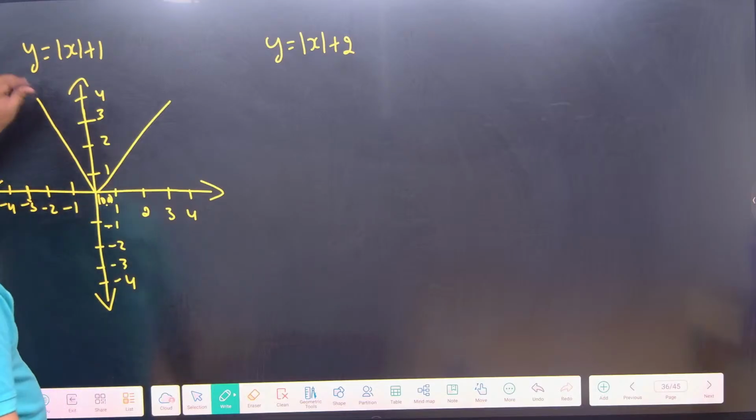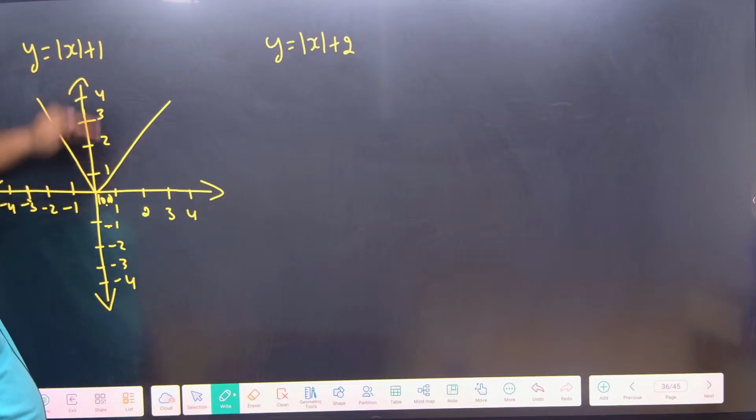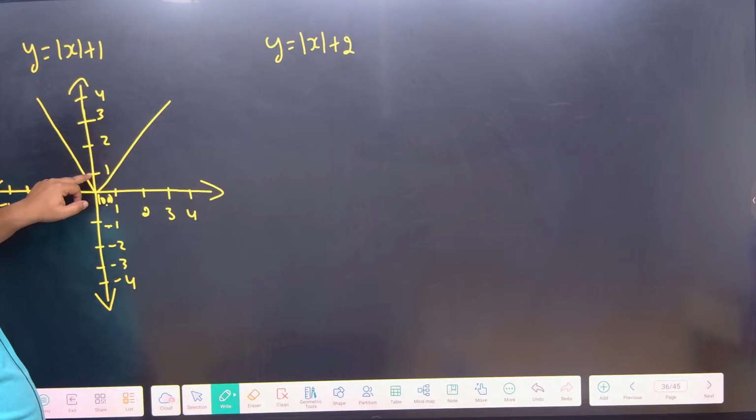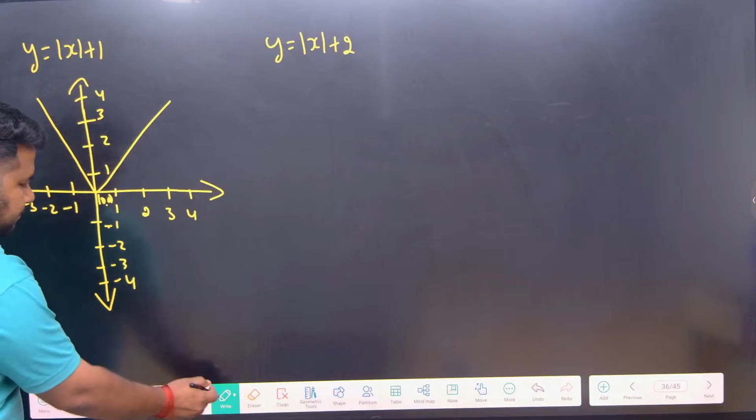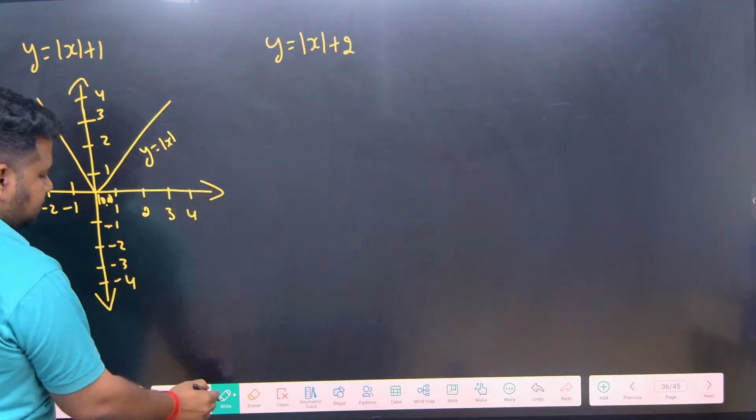When we say y is equal to mod x plus 1, mod x means this is the distance from the origin. Okay. Plus 1 means it is plus 1 units above the origin, that means from here. So this will be the y is equal to mod x graph.